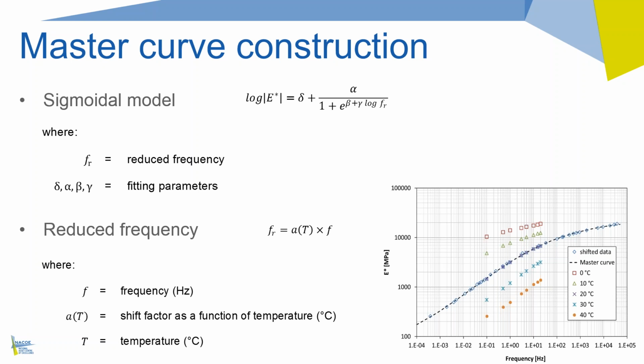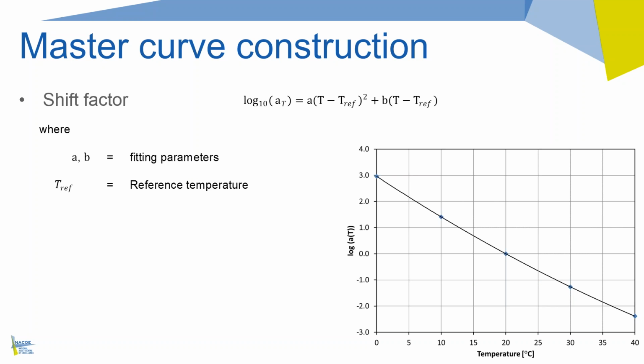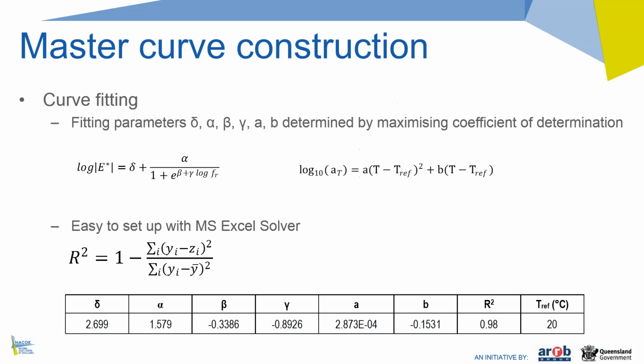So for that we need the shift factor, and that is on the next slide. So the shift factor is this equation here. That has two fitting parameters, A and B, as well as the reference temperature, and again for the purpose of this tech note that shall be 25 degrees C. So to get the shift factor you need to determine A and B, and to get the master curve you need to determine alpha, beta, gamma, and delta. And that we do in an Excel spreadsheet.